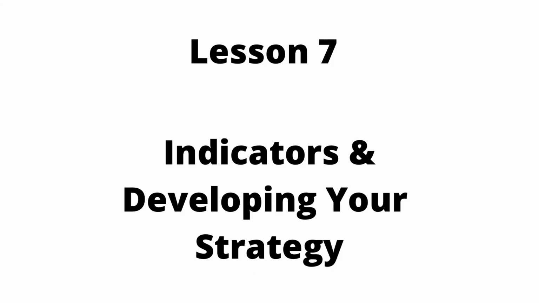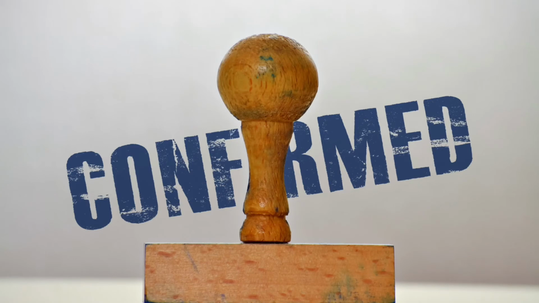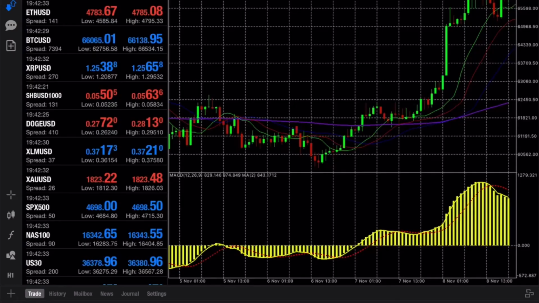Lesson 7, indicators and developing your strategy. When it comes to indicators, you have indicators that measure different things. For instance, you have trend following indicators. You have indicators that measure momentum, volatility indicators, and you also have volume indicators that measure the volume of a particular asset. These indicators can be used as confirmation to support your current analysis.